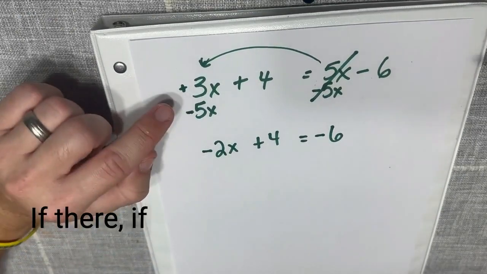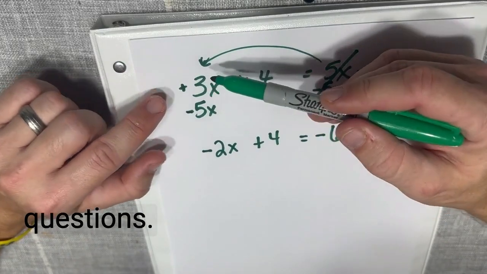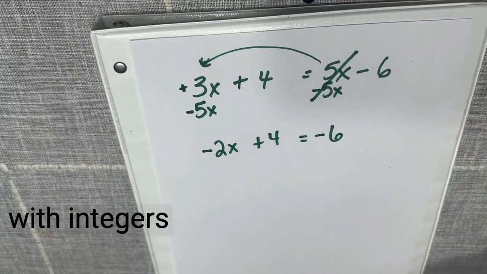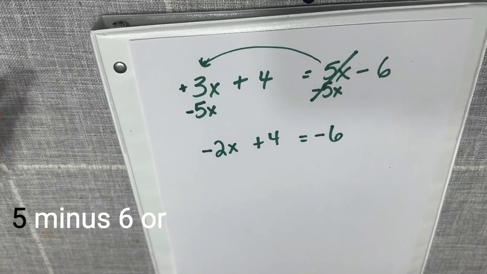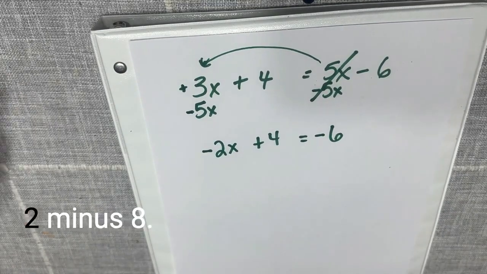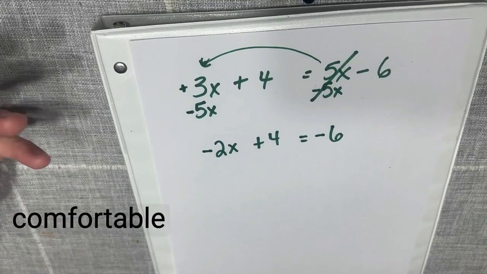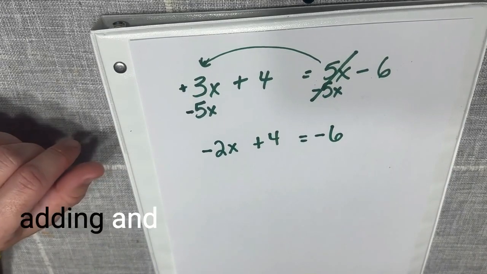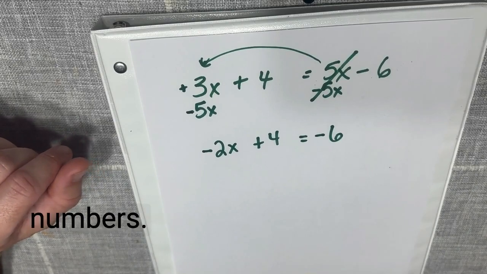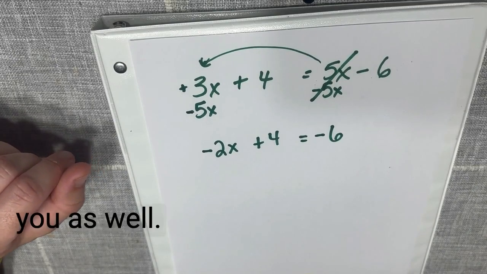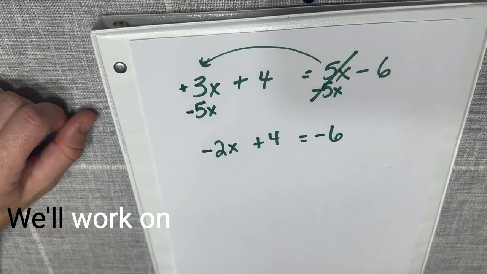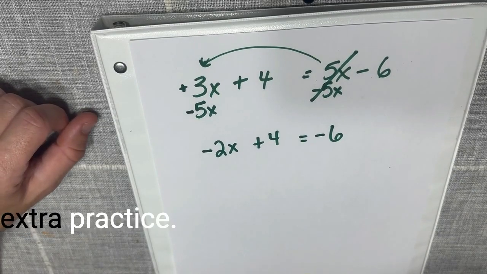Now, Mathletes, if you have any questions about subtracting positive and negative numbers, if working with integers gets really tricky, like -5 minus 6 or 2 minus 8, and you're not comfortable with that, don't worry. We'll have videos about how to work with integers and adding and subtracting positive and negative numbers. We'll work on that specific skill too if you need extra practice.